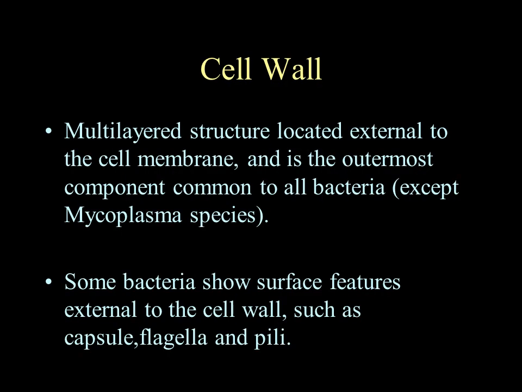So the cell wall is a multi-layered structure located external to the cell membrane, and it is the outermost component common to all bacteria except the mycoplasma. Actually, mycoplasma is considered a wall-less bacteria, and that's why we are putting it as an exception. And some bacteria show surface features external to the cell membrane, like capsules, flagella, and pili.